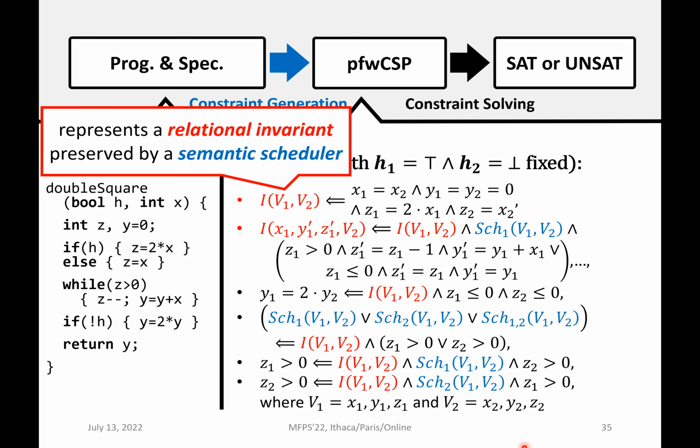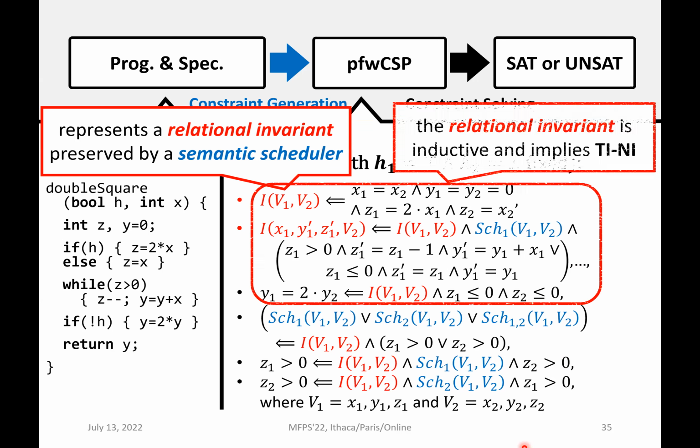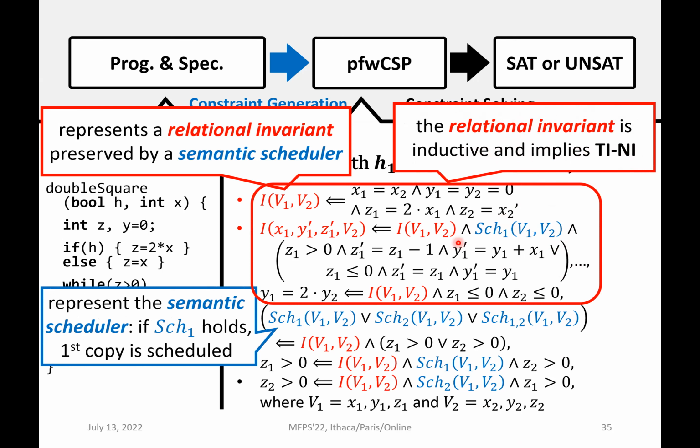So the I represents a relational invariant among two copies, which is preserved by a semantic scheduler. And these three constraints, clauses, require that the relational invariant is preserved and implies termination insensitive non-interference. And here, the predicate variables SGH1, 2, and 1, 2 represent a semantic scheduler. And if scheduler SGH1 holds, then only the first copy is scheduled.